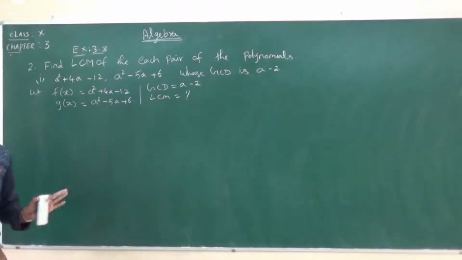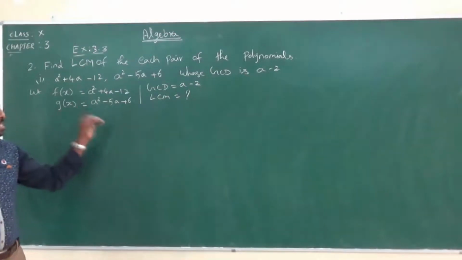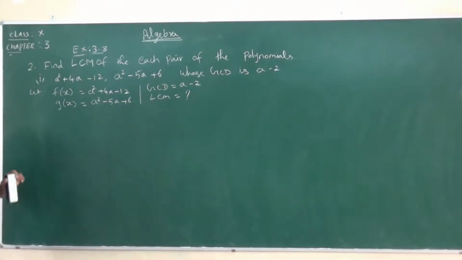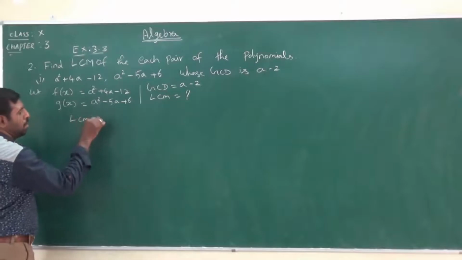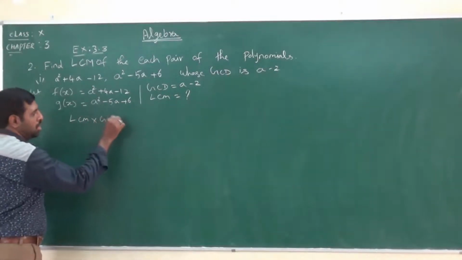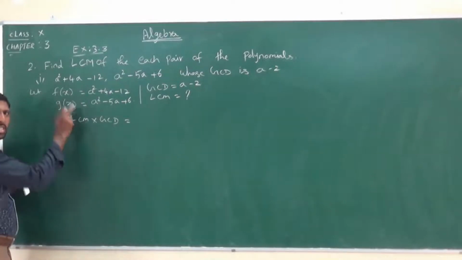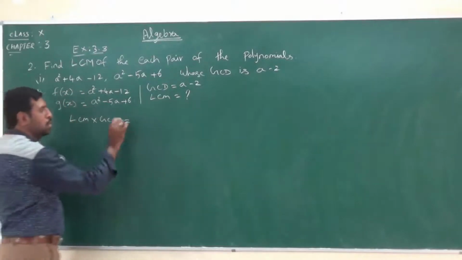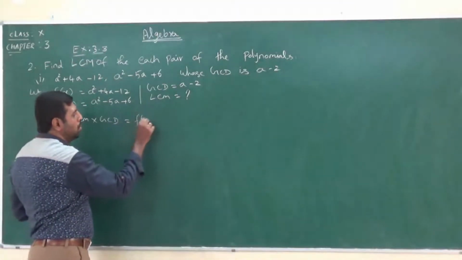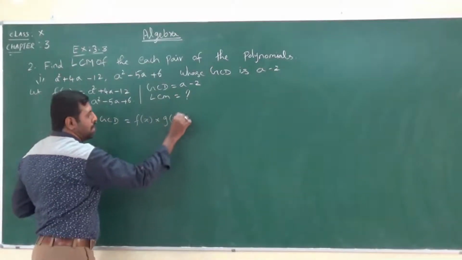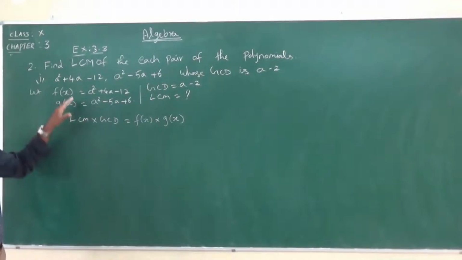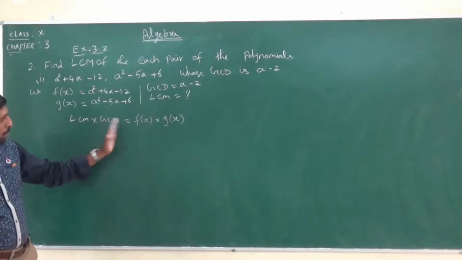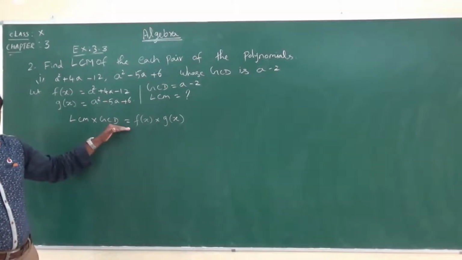To find the LCM, here we have the formula. The LCM into GCD of the two polynomials is equal to the product of the polynomials f of x and g of x. Here the LCM and GCD are of these two polynomials only. So the product of LCM and GCD is equal to the product of f of x and g of x. Here f of x is given, g of x is given and GCD is given. We want to find only the LCM. So if we divide the product of the given polynomials by the GCD, we get the LCM.